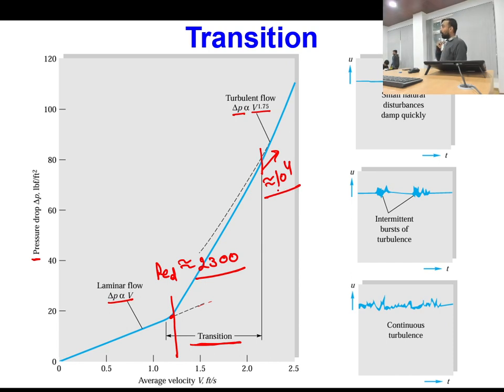Okay, so for smooth straight circular pipes, if the Reynolds number is less than 2300, then we can say that our flow will be laminar. If it is greater than 10,000, then we can say that the flow is turbulent, and if our flow is in between 2300 and 10,000, then the flow will be in the transition region. Is this point clear?